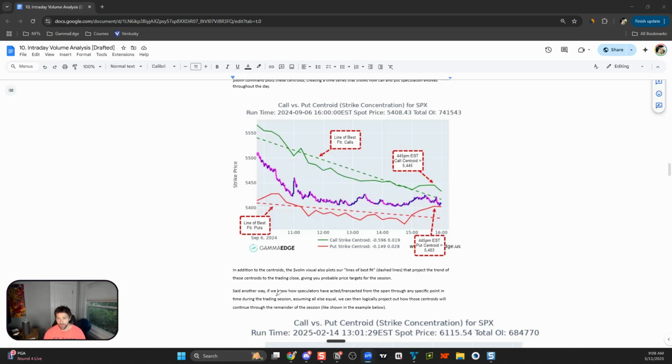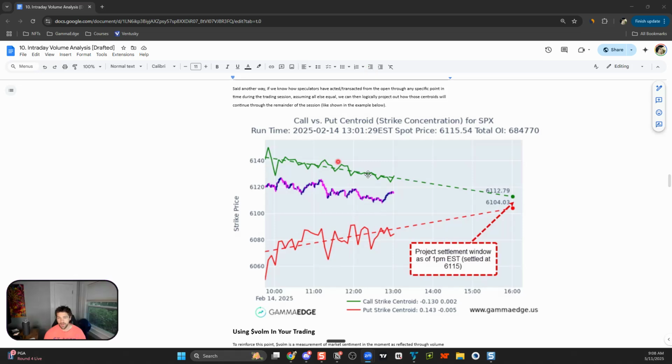So said another way, if we know how speculators have acted, transacted from the open through any specific period during the trading session, assuming all things equal, we can then logically project how those centroids will continue through the remainder of the session. And here is an example of that, right? So we have the centroids. This is from the open to 1 p.m. We have then the lines of best fit projecting out. And again, this is showing a very choppy price action day. So hopefully you should see how those centroids visualize price action and how those lines of best fit can help us navigate the rest of the day.